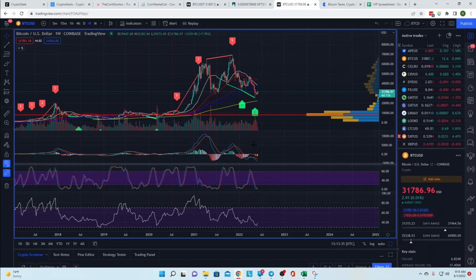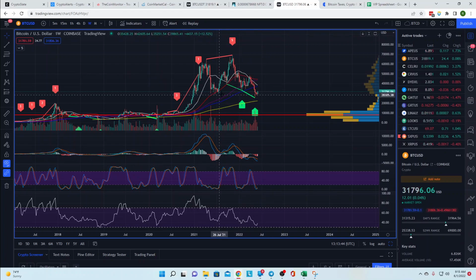Now, the other thing, and we've talked about this a few times, is that there is bullish divergence. And here, this low was higher, so that's fine.